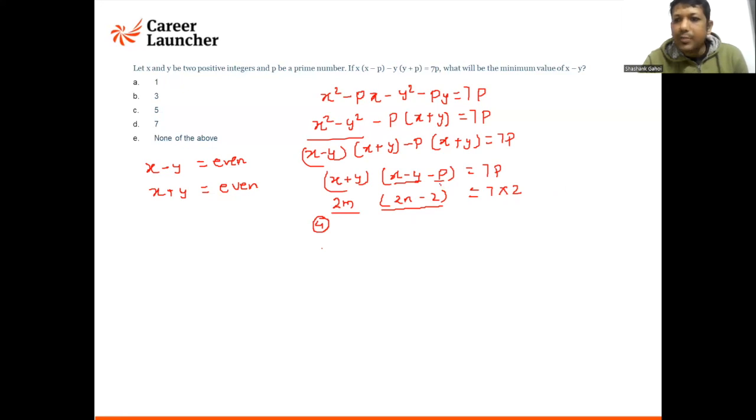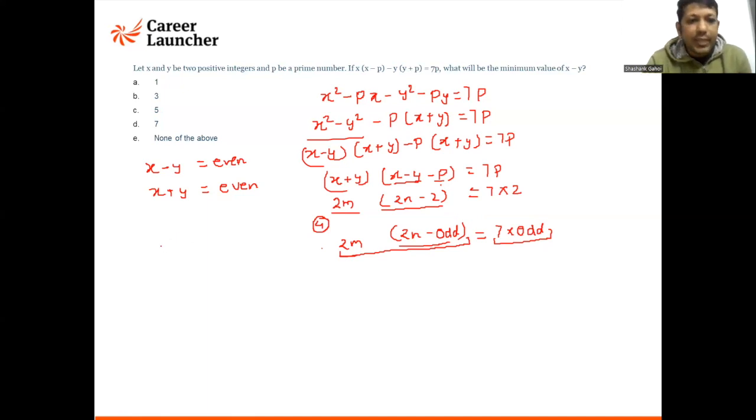Now I'm going to take p as an odd number, an odd prime. So x plus y is again going to be 2m, and x minus y is going to be 2n minus some odd number. So 2n minus odd is going to be odd. So this number is odd, this number is even, and 7 into odd is going to be odd. So LHS is even and RHS is odd. That cannot be true for any possible values. It means p cannot be 2 and p cannot be odd. So for any x minus y even, this statement cannot hold true.